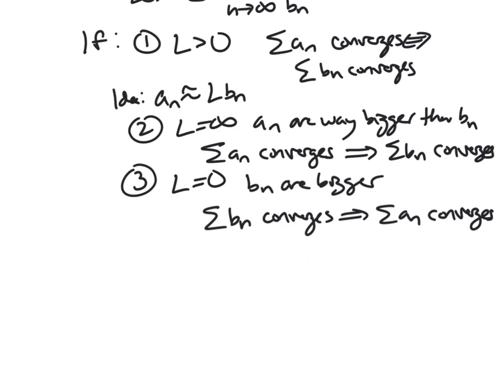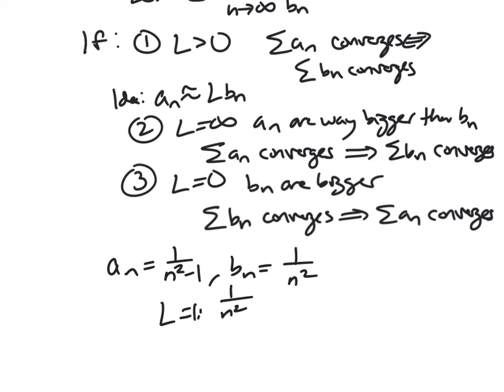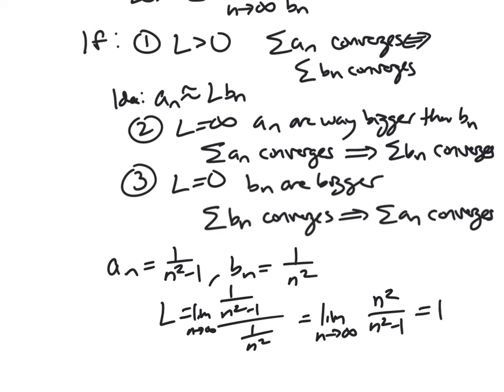So now let's apply it to that example up above, right? So here, if you have your an is 1 over n squared minus 1 and your bn is 1 over n squared, then your L is going to be the limit of 1 over n squared minus 1 over 1 over n squared. Well, you can just multiply up, and we look at n squared over n squared minus 1. As n goes to infinity, this is just going to approach 1.